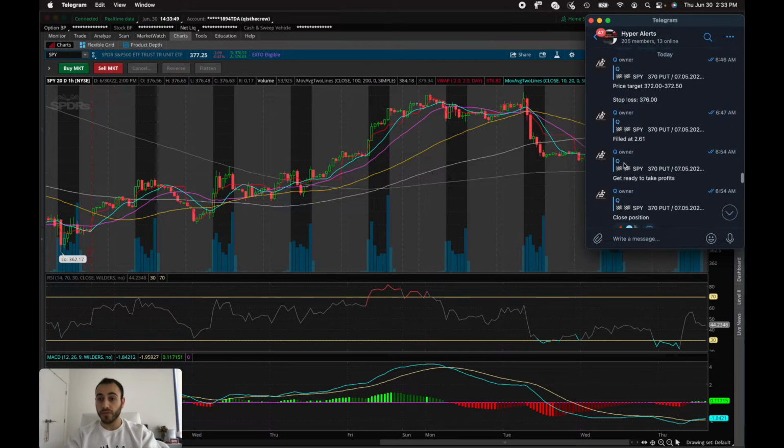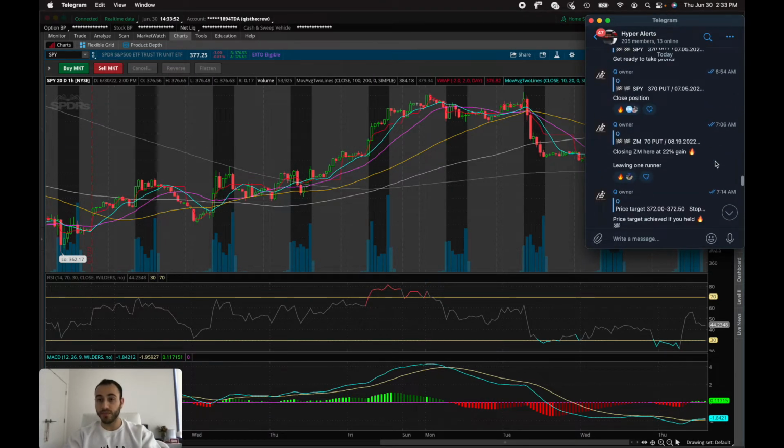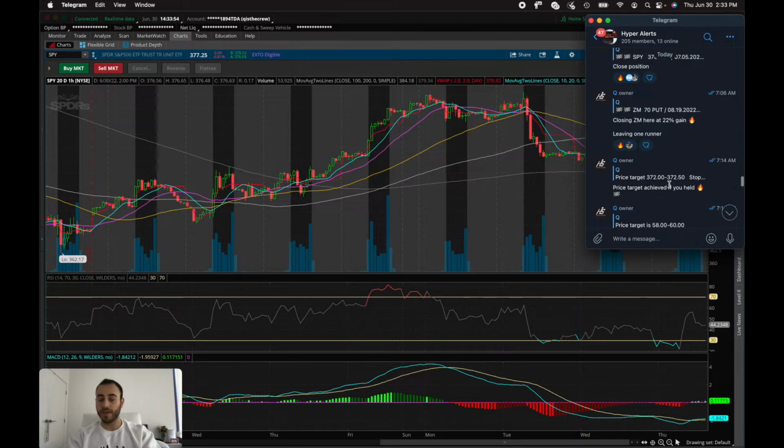By that time, we were fully out of our puts, which was by 6:54 a.m., and its price target was achieved by 7:14 a.m. So overall, it was a profitable setup, and a successful setup that we had.